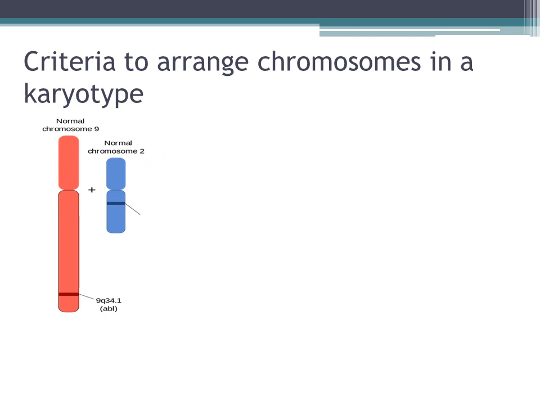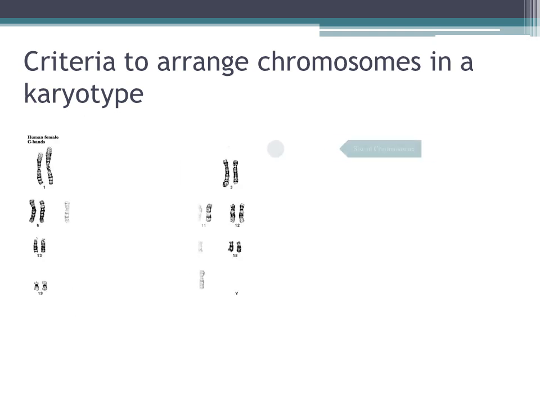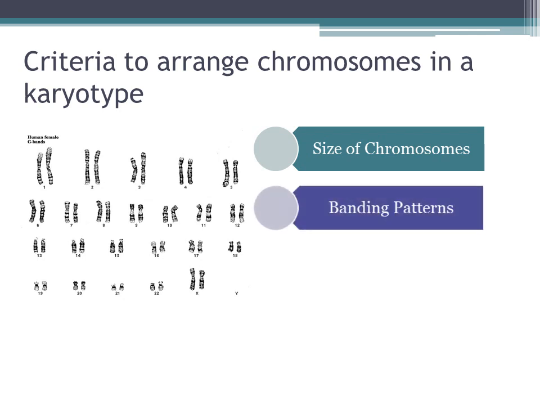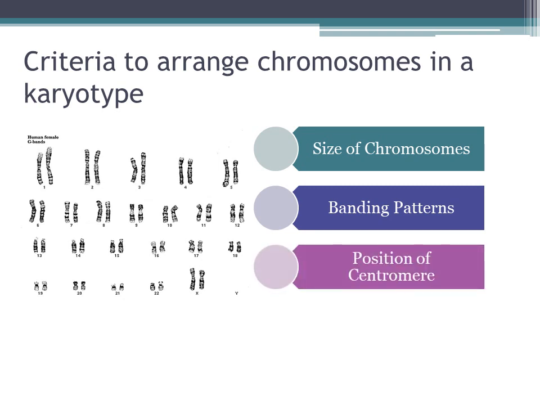Now, this pair of chromosomes is non-homologous since they are of different length clearly. So to sum up, the criteria used to arrange chromosomes in a karyotype are: first, decreasing size of chromosomes, then similar or same banding or staining patterns, and finally the same position of centromere.